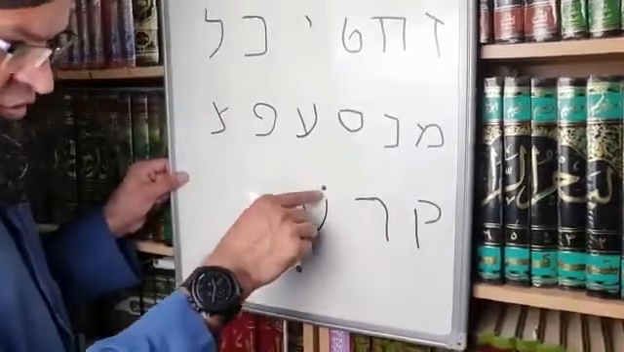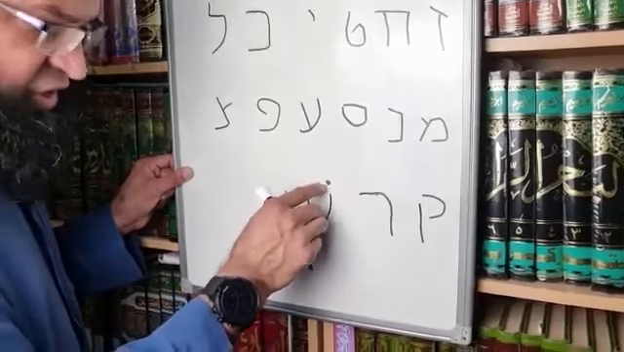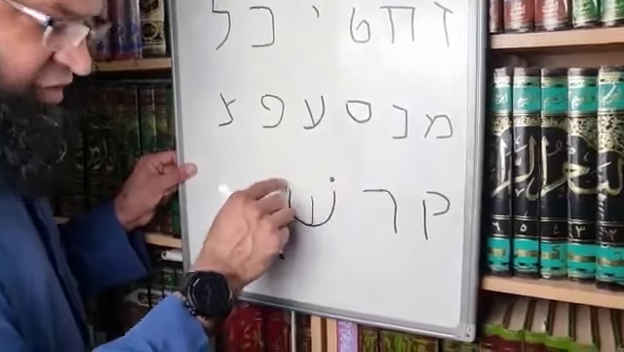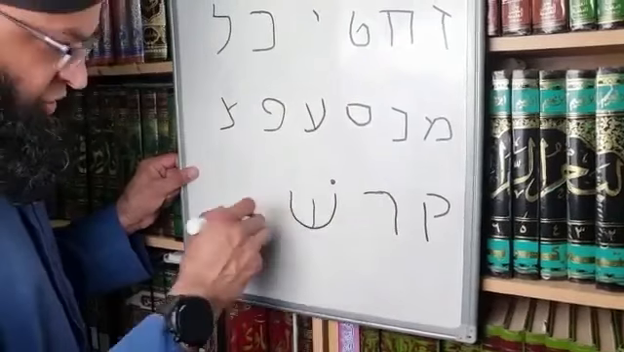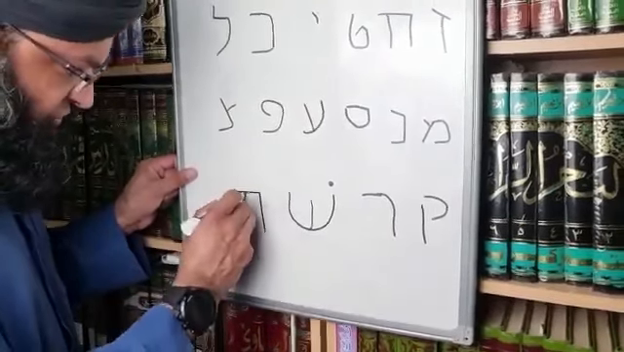And notice the Nikud, the Dagesh is on the right hand side. If the Dagesh is on the left, it is pronounced Seen. And the final letter of the Hebrew alphabet is Tav.